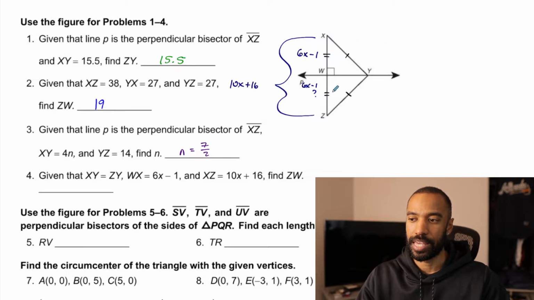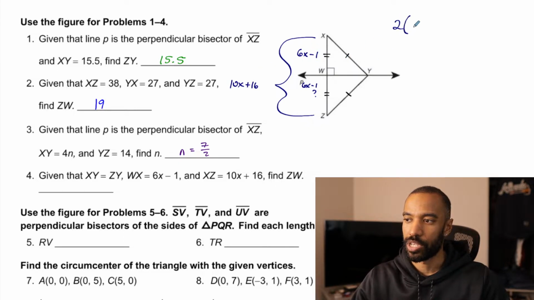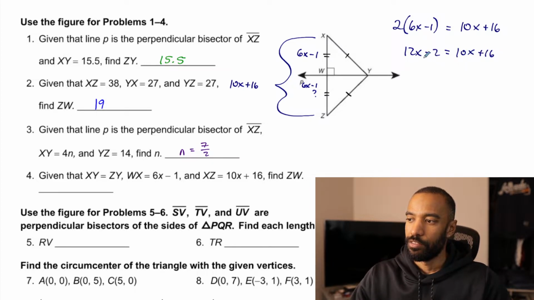So if we add this with this, we should get the entire thing. That's the segment addition postulate at play. You could also just double it up. Just say if I double 6x minus 1, I'm getting 10x plus 16. So that's 12x minus 2 equals 10x plus 16. If you subtract 10x from both sides, you'll get 2x. Add 2 to both sides, you get 18. Divide both sides by 2, you get x equals 9.